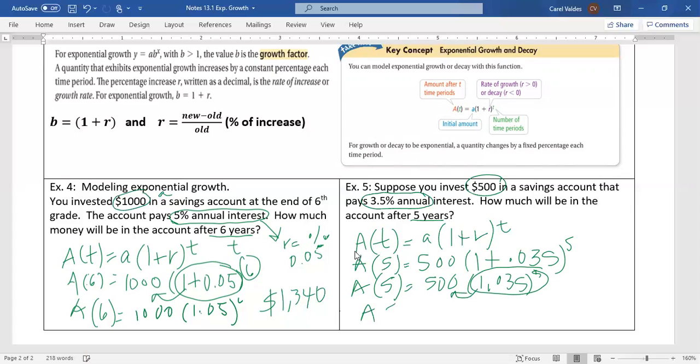So once you've done that, now you know that the amount after 5 years at a rate of 3.5%, starting out with $500, will give you 593.84. That's how you would use a growth exponential equation in something that's financial.